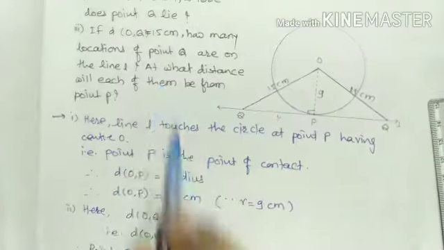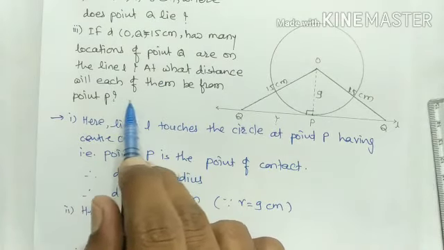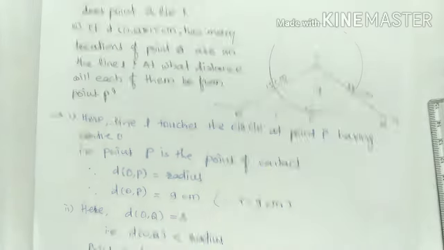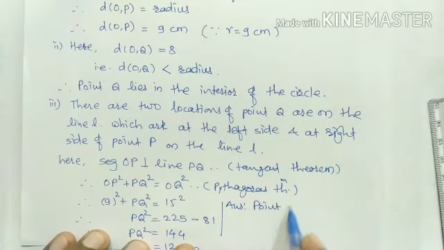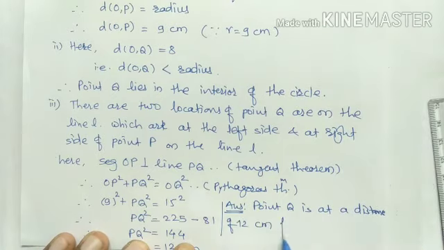Therefore the answer of this question is at what distance will each of them will be from point P. So it is at a distance 12 centimeter from the point P. So here we write the answer. Point Q is at a distance of 12 centimeter from the point P.